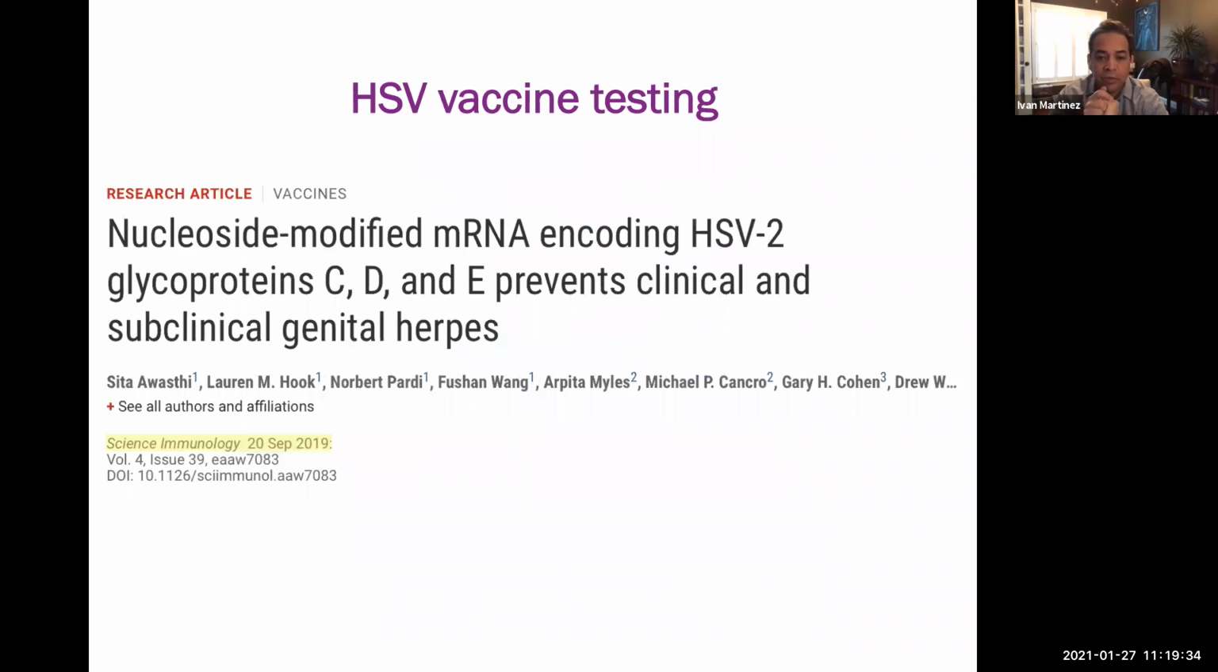Recently, people are, of course, trying to develop vaccines against HSV, but they're still working on it. There's nothing really concrete yet. This is just a paper that came out in Science Immunology a couple of years ago to show that some people are working on that with nucleoside-modified messenger RNAs encoding HSV2 glycoproteins. But again, unfortunately, we don't have a vaccine against HSV.